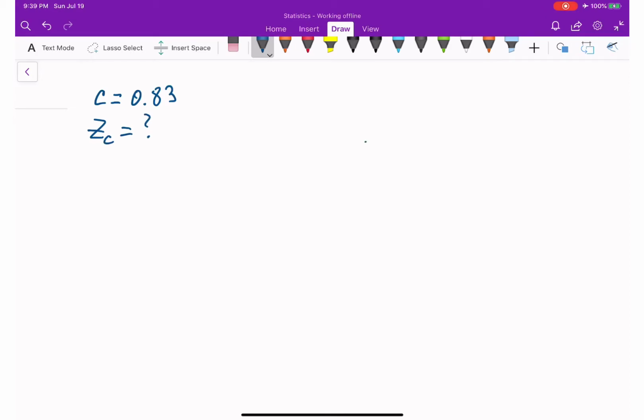So first of all, let's draw our bell-shaped normal distribution. Okay, not bad. So 0.83, let's assume it's this much, and we shade it. I need to clean this piece. That's good enough. This is our 0.83, which is 83%.